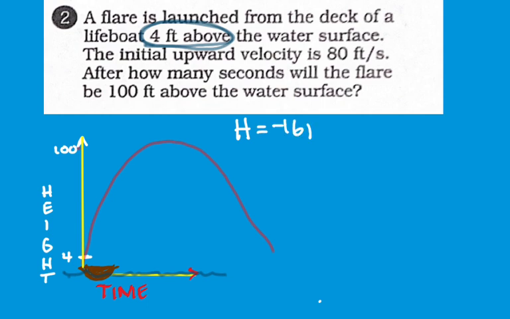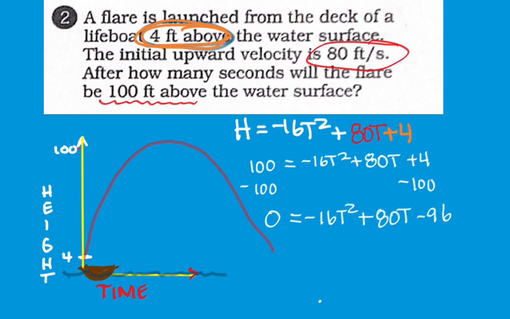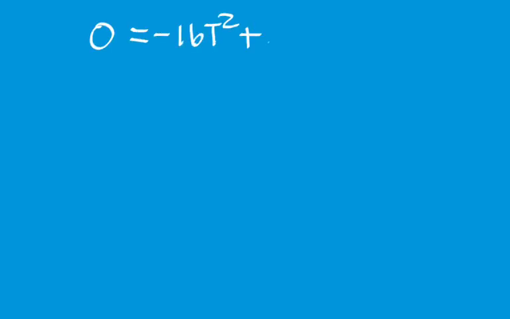So let's talk about this for a minute. When I set the height to equal 100, this is going to be my equation: negative 16t squared plus 80t, that's our speed, and 4 feet is the initial height. I'm setting it to equal 100 feet. So I go ahead and find out. When I solve when that equals 0, the only way to factor it, I'm going to take out a GCF of negative 16.